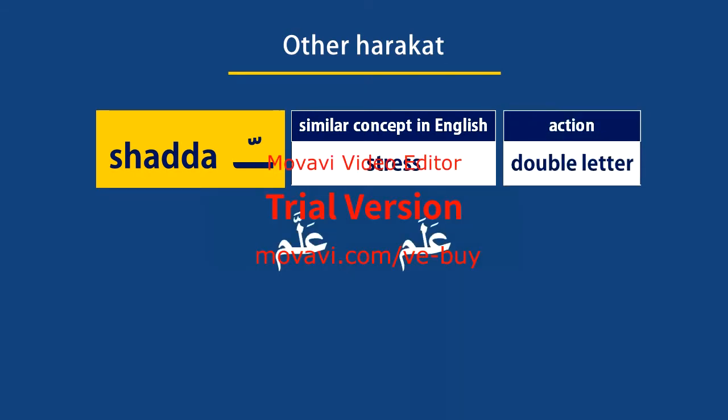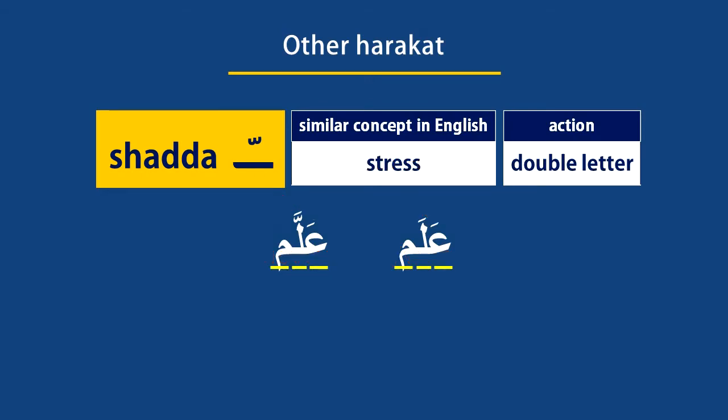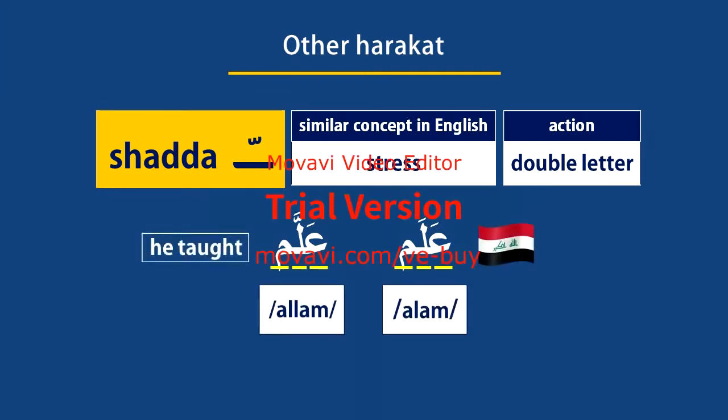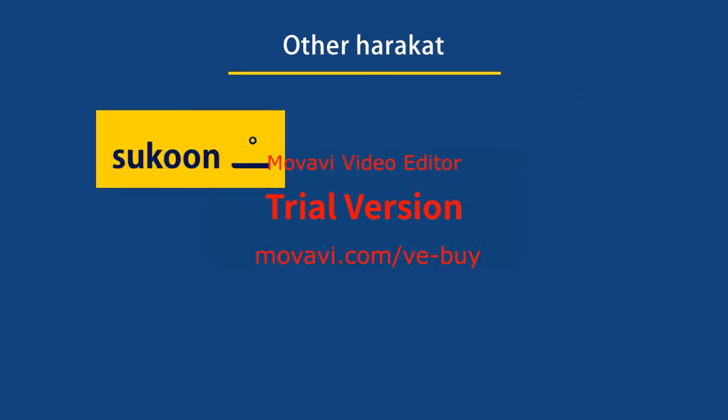Look at these two words. Apparently they are the same because they have the same letters: ayn, lam, meem. But if we notice the harakat over the middle letter, we will see that they are different words. Each has a different pronunciation and a different meaning: alam and allam. Notice the stress, or the shadda, over the middle letter.